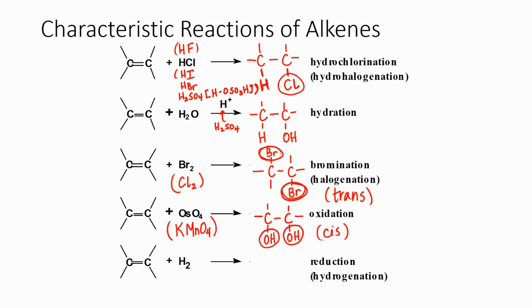And then lastly, in hydrogenation, when we break that double bond, we're just going to add hydrogen on both sides of the double bond. We're going to need a catalyst for that, like platinum or palladium or nickel, to catalyze that hydrogenation. And this is going to result in those hydrogens adding cis. So let's look into these reactions in a little more detail.